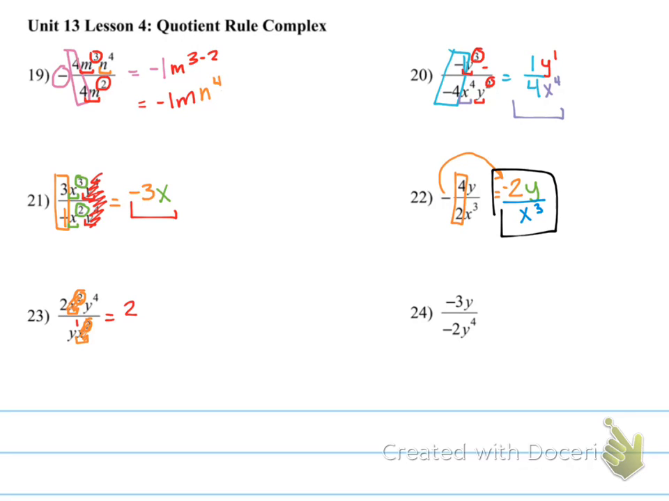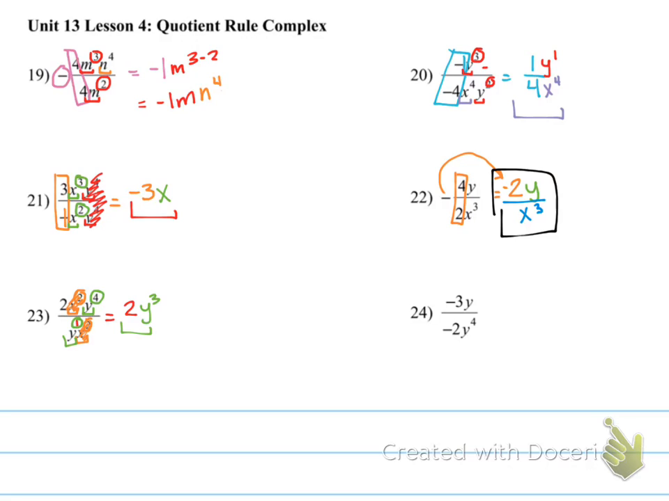And my last step is to look at the y's. So I've got a y to the 4th on top. I have a y to the 1st on the bottom. So 4 minus 1 gets me y to the 3rd. So that's my final answer here.